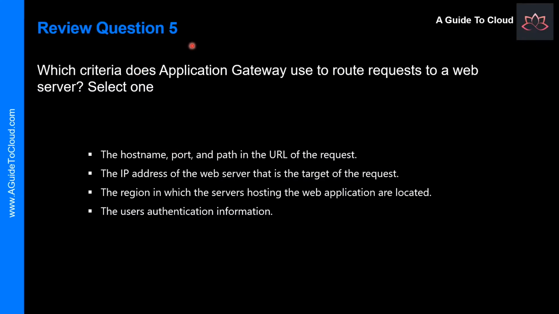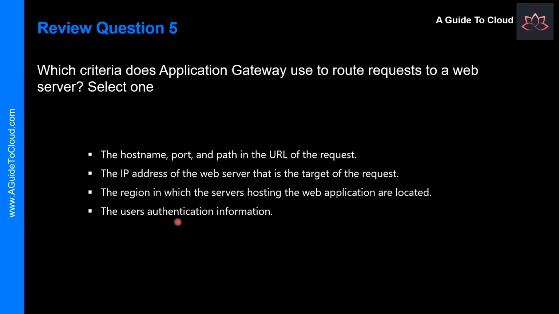Let's look at question number 5. Which criteria does application gateway use to route requests to a web server? So what is that criteria which Azure Application Gateway uses? We need to select one statement from this.